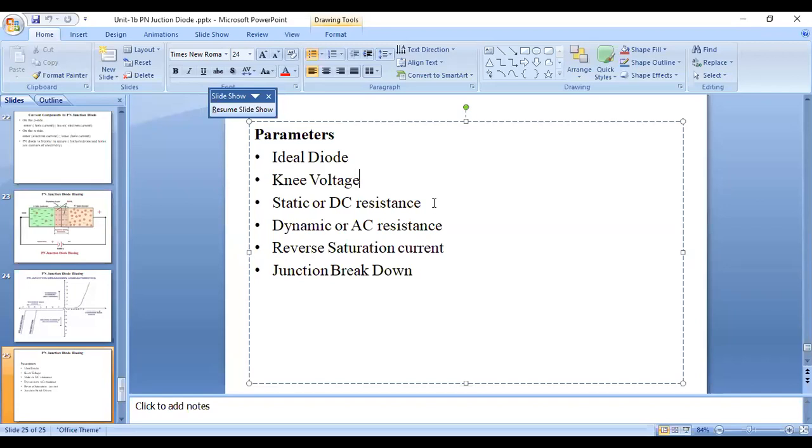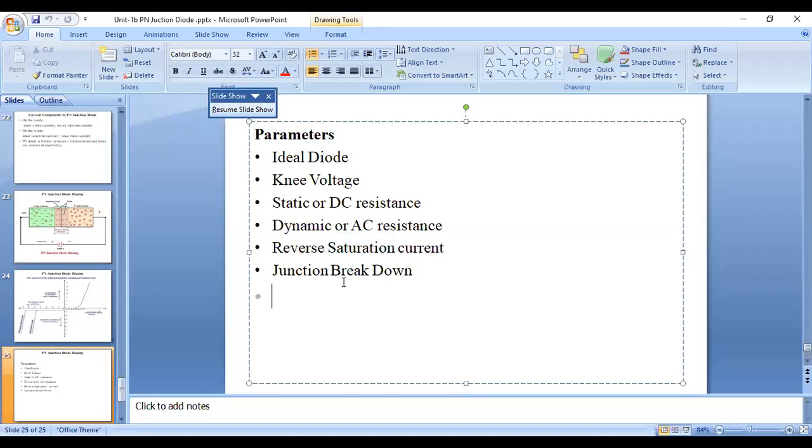Reverse saturation current mainly increases because of an increase in the reverse voltage. Then the maximum amount of current flow takes place mainly because of minority charge carriers. I can treat that flow of current in the reverse bias condition as the reverse saturation current. Saturation means the maximum amount of current flow in the reverse bias direction. Therefore, that is the reverse saturation current.